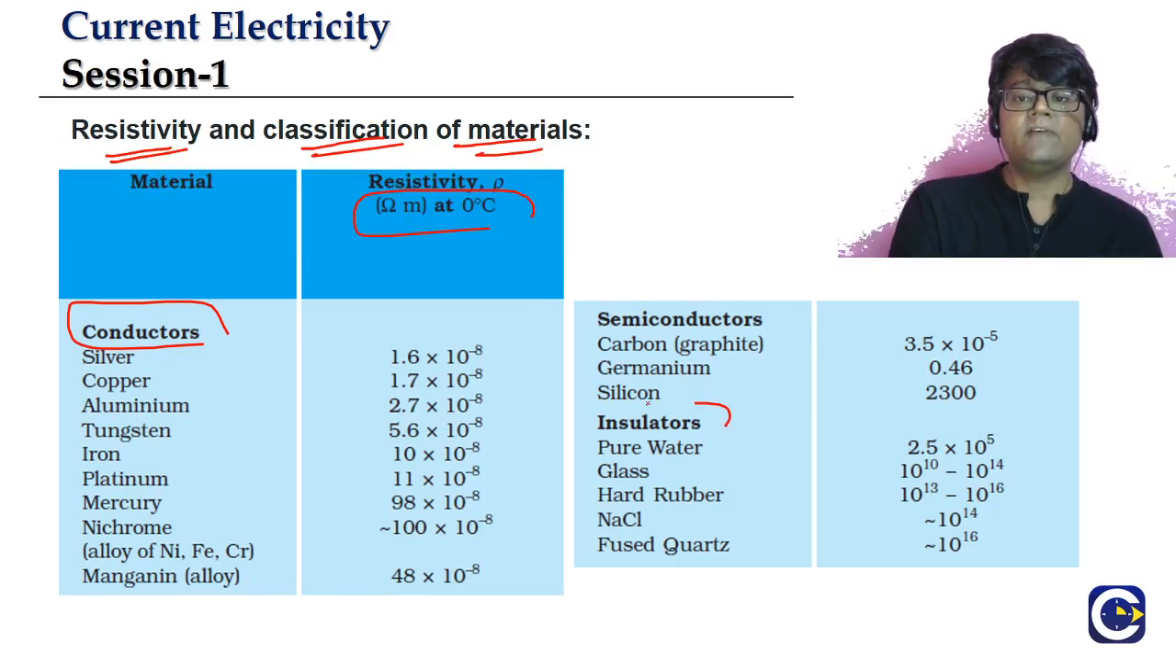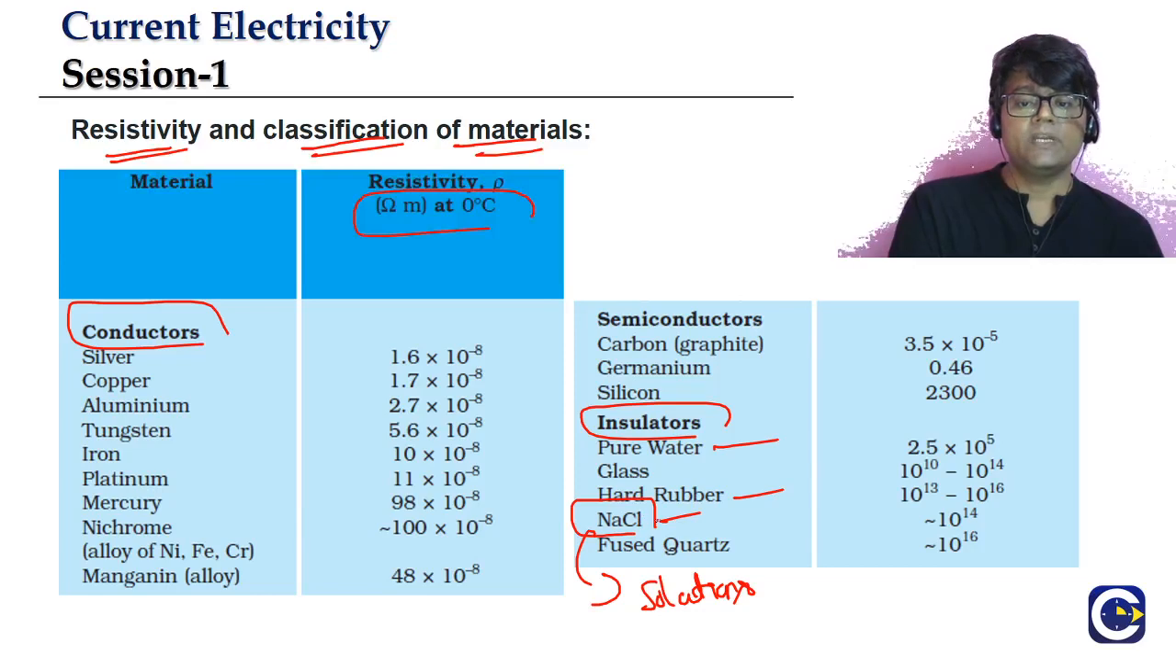If the resistivity value is very high, then we'll call the substance an insulator, like water, hard rubber, NaCl also. NaCl is an ionic substance. In solution it will conduct because of the movement of ions, but in the solid state NaCl is what?